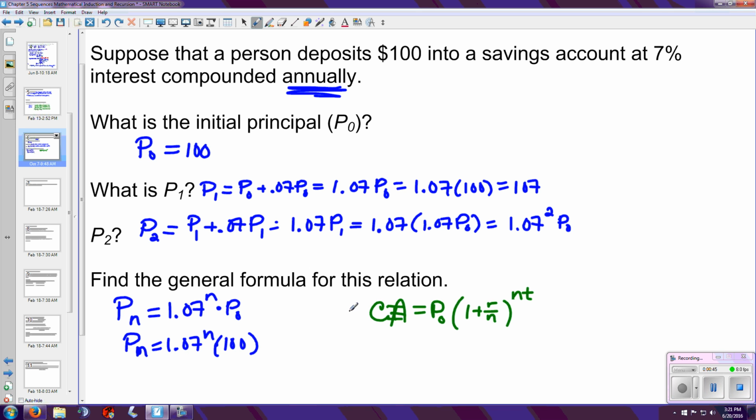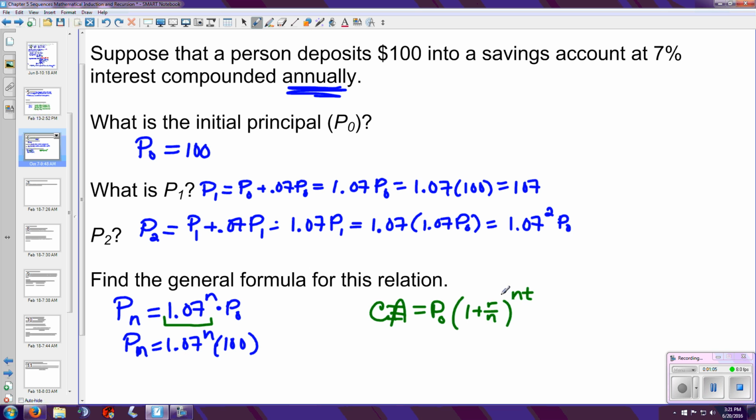Now, how does this relate to what we just found here? Well, our rate was 7%. We are compounding once a year, which is 1. So 0.07 divided by 1 is 0.07. 1 plus 0.07 is 1 plus 0.07 to the n that we have here.